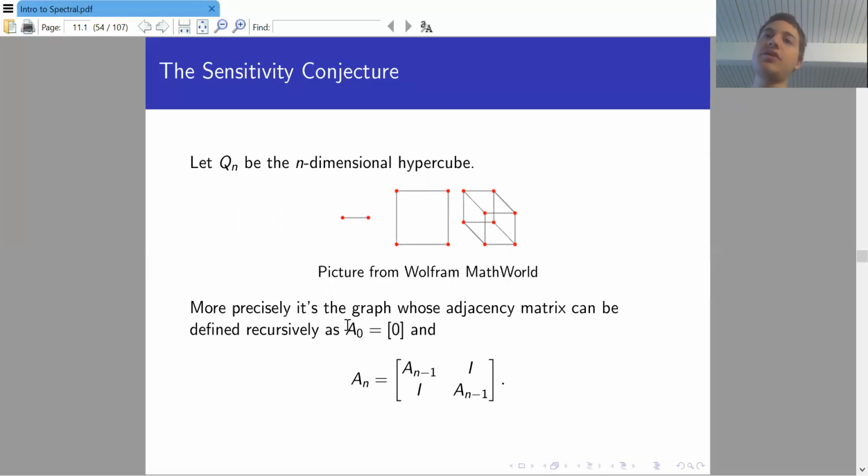We'll define the adjacency matrix of Q0 to be the 1 by 1 zero matrix. In other words, it's just an isolated vertex. And we'll define the adjacency matrix for Qn recursively by this formulation. The way you can think about this is, for example Q3: you build it by taking 2 copies of Q2, which corresponds to these matrices, A2 in this case, and then you add a matching between the matching vertices, which corresponds to these identity matrices put on the off diagonals. So that's one way you can define the adjacency matrix and hence Qn itself.